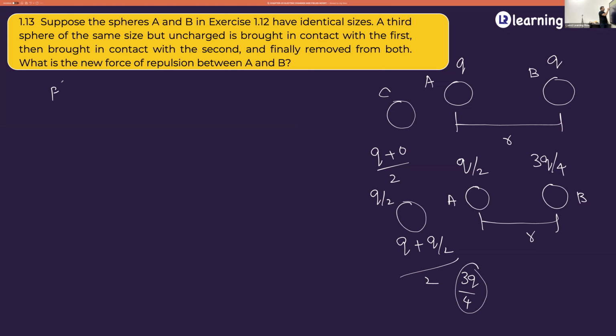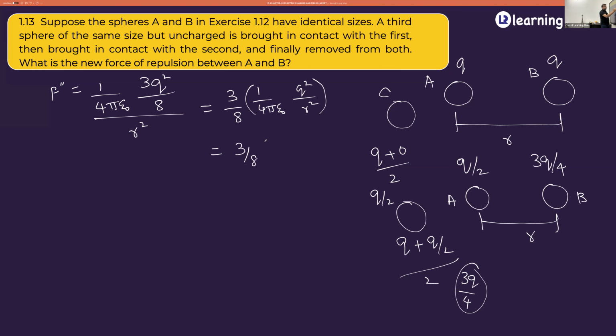So if I call this force F double dash, this is going to be 1 divided by 4 pi epsilon naught into the product of these two charges, which is Q by 2 into 3Q by 4. So the numerator is 3Q square and the denominator is 2 into 4, which is 8, the whole divided by R square. I'll take this 3 by 8 outside. Then this will be equal to 3 by 8 times 1 divided by 4 pi epsilon naught into Q square divided by R square. If you observe, this value is the initial force. So the new force is going to be 3 by 8 times the original force. What will be the answer? F double dash will be equal to 3 by 8 into 1.5 into 10 power minus 2 Newton.